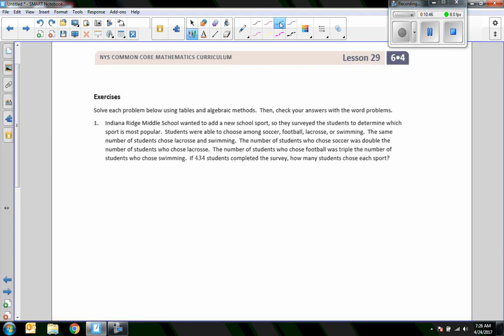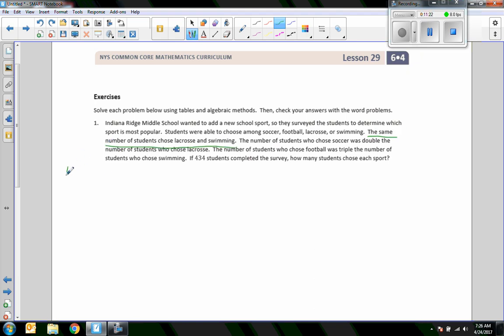Okay, so here's an exercise. Solve each problem below using tables and algebraic methods, then check your answers with word problems. Indiana Ridge Middle School wanted to add a new school sport. So they surveyed the students to determine which sport is most popular. Students were able to choose among soccer, football, lacrosse, or swimming. The same number of students chose lacrosse and swimming.